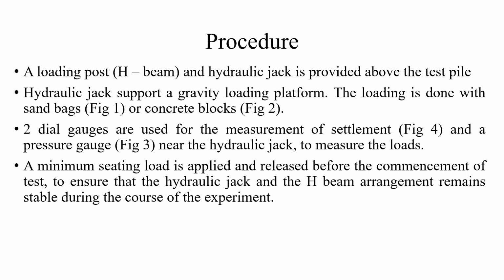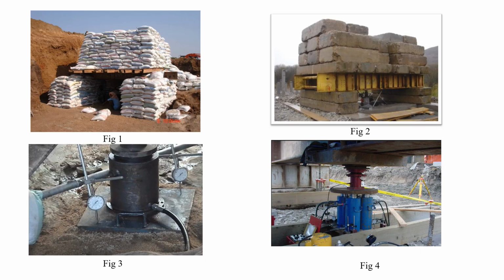Okay, first, what we are going to do is, a minimum seating load is applied onto the pile, onto the beam, before the test is started, so that every instrument that is placed there will be stable during the entire course of the experiment. We are providing a little force so as to make everything stable, and during the entire course of the experiment this equipment will remain stable. After keeping it so, we will remove the load and we'll start the test.